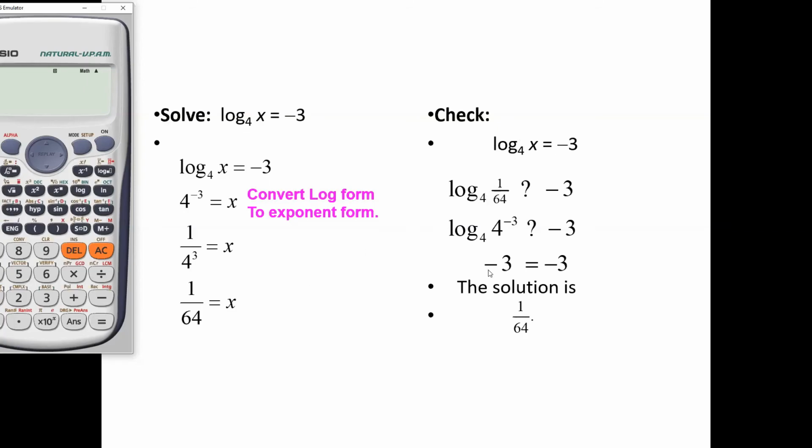And here they substituted in 1/64 to see if it was true. 1/64 is 4 to the -3rd. Log base 4 of 4 to the -3 is -3, so -3 equals -3. 1/64 is a correct solution.